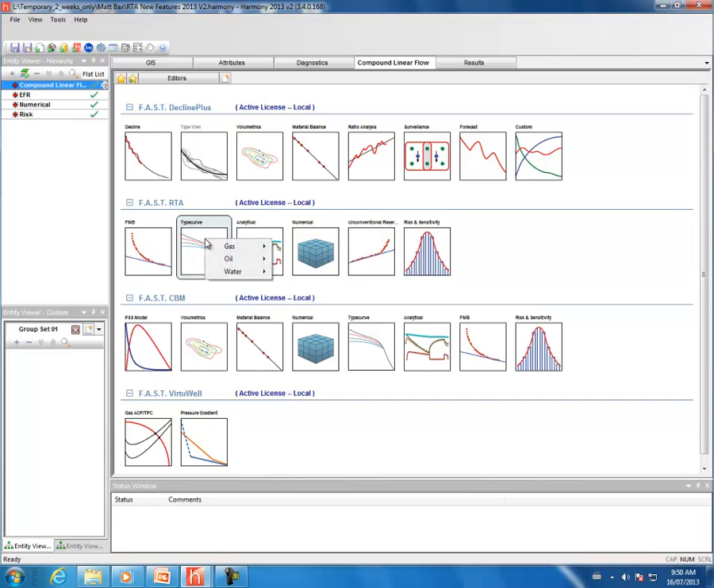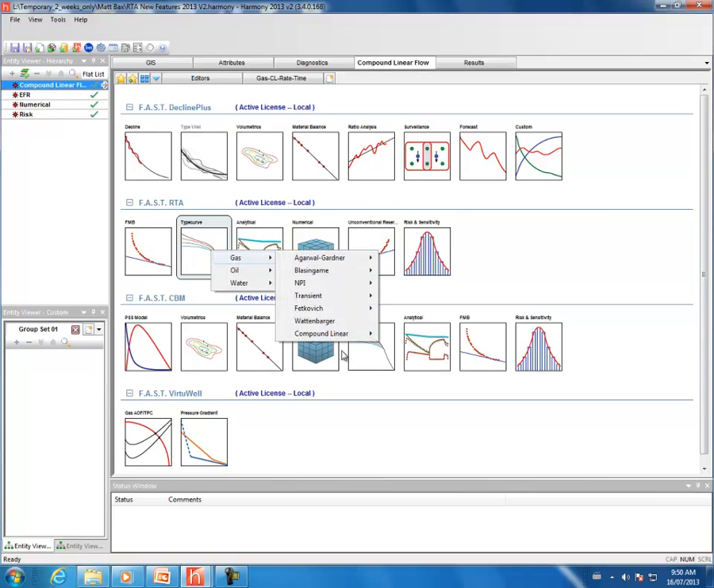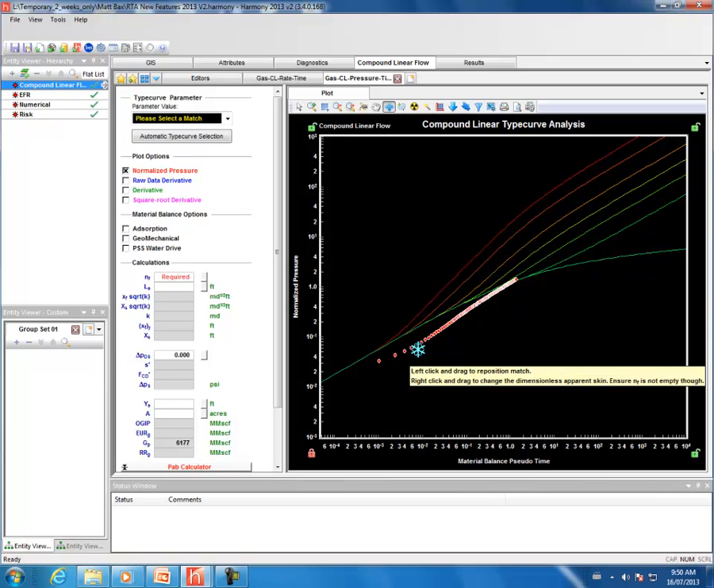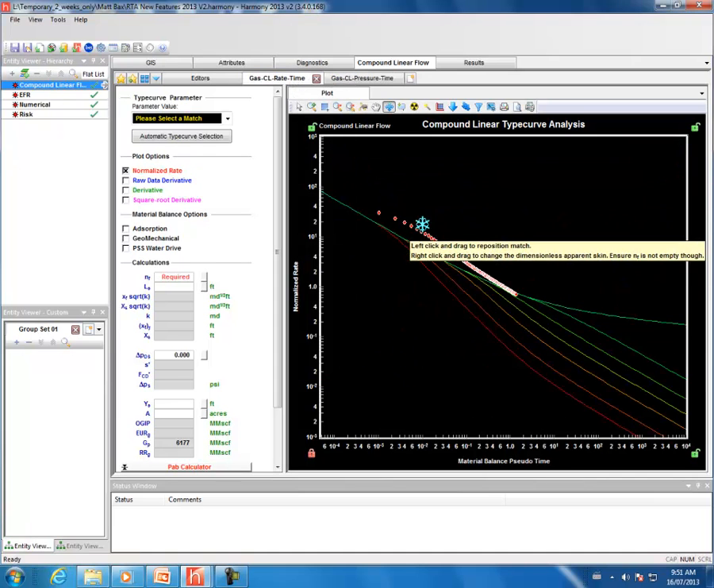The compound linear type curve has been developed for horizontal multifrac wells and is available for gas, oil and water. In rate time, and pressure time variance. The pressure time type curve is a constant rate solution, and the rate time type curve is a reciprocal of this.